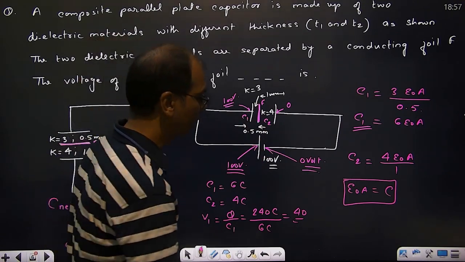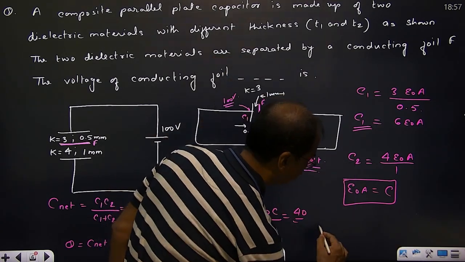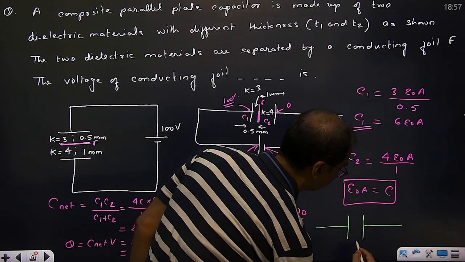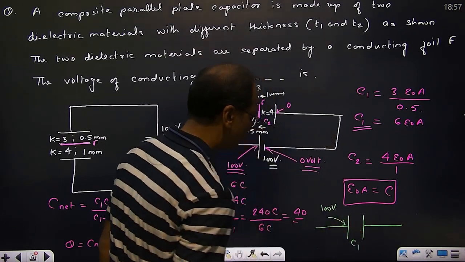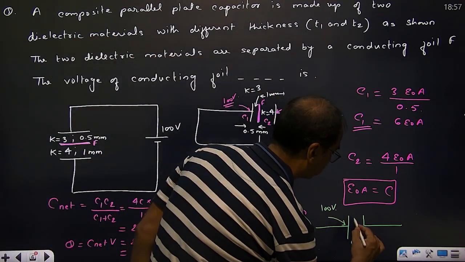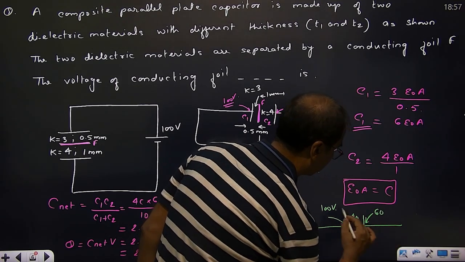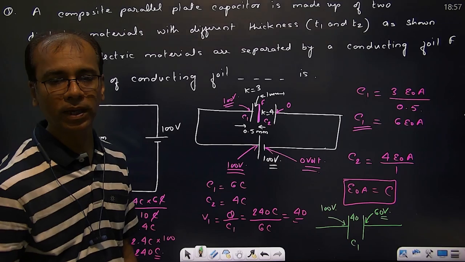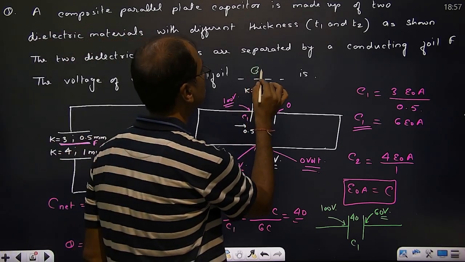Able to understand? See again. I'll make it over here. I'm making it slightly bigger. This is C1. Here potential is 100 volt. How much is dropped? 40. Here is dropped 40. So here is how much? 60. The 100 minus 60 is only 40, right? So what is the potential on this plate? 60. So our answer is 60 volt.